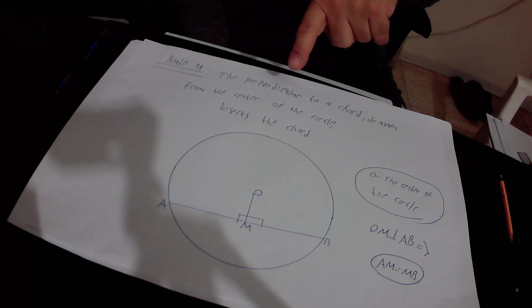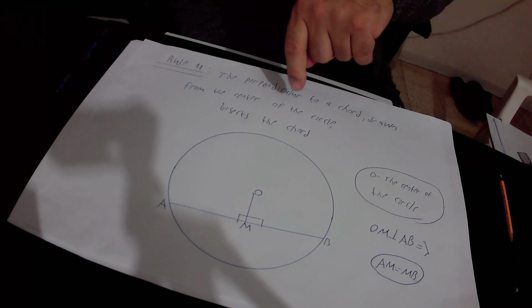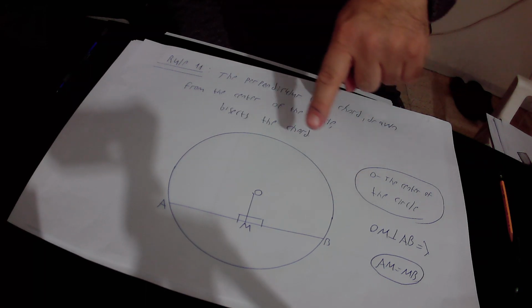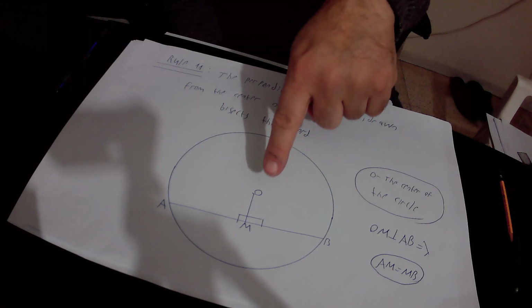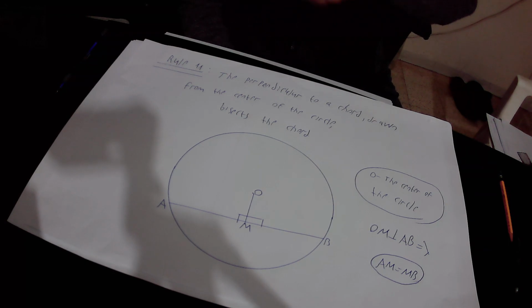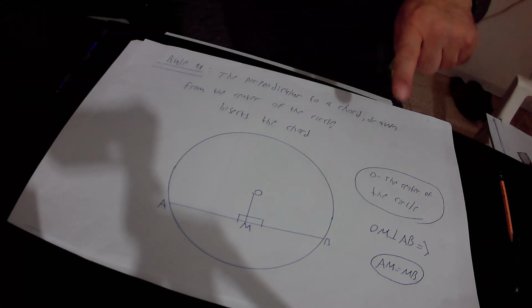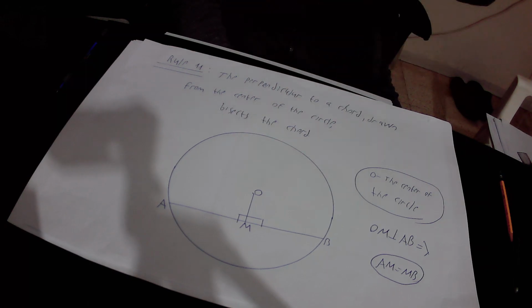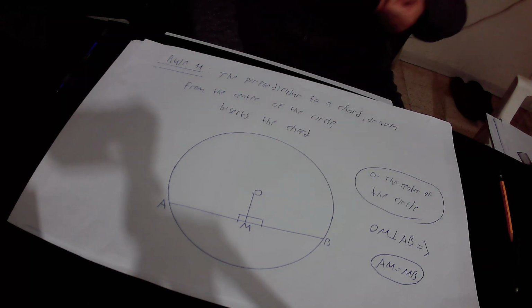From point O, we draw perpendicular OM. OM is perpendicular to AB. That is to say, this angle equals 90 degrees and this angle equals 90 degrees according to our construction. According to rule number 11, OM is not only perpendicular to AB, but OM also bisects chord AB. That is to say, AM equals MB. So whenever we have a perpendicular from the center of the circle, the perpendicular also bisects the chord. Okay?